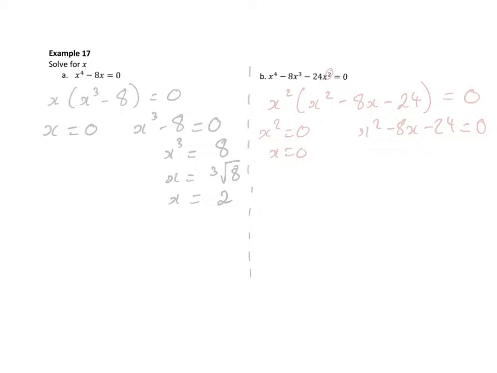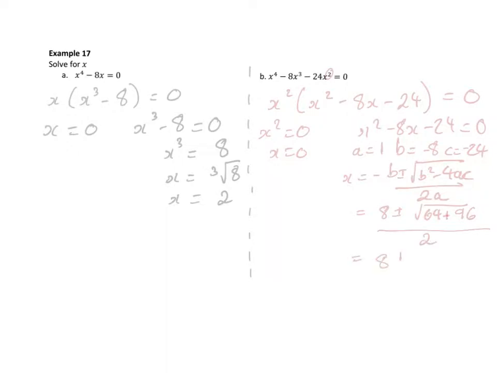It doesn't matter. If you use the quadratic formula, a equals 1, b is equal to minus 8, c is equal to minus 24, x equals minus b plus or minus the square root of b squared minus 4ac, all over 2a. So let's substitute in: minus minus 8 is positive 8, plus or minus the square root of b squared, which is 64, minus 4 times a times c, which gives you a positive 96 because a negative times a negative is a positive, and then divided by 2a, which is 2.